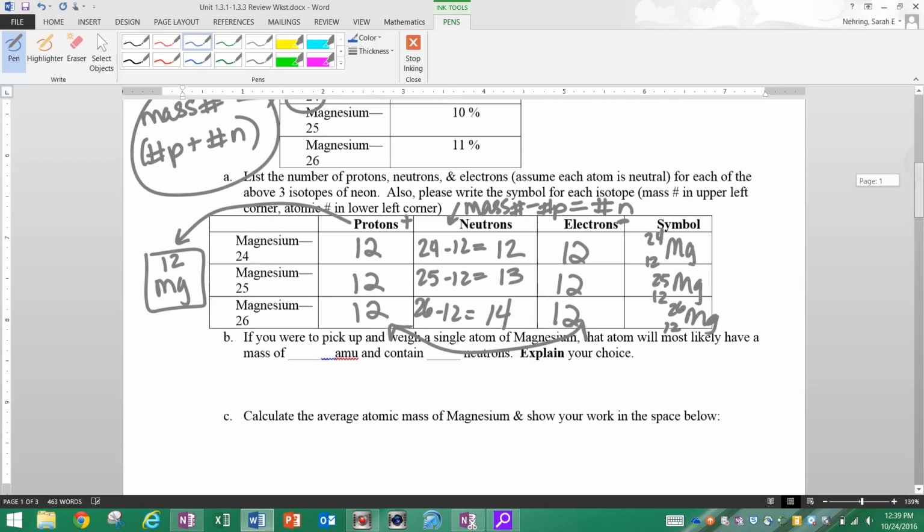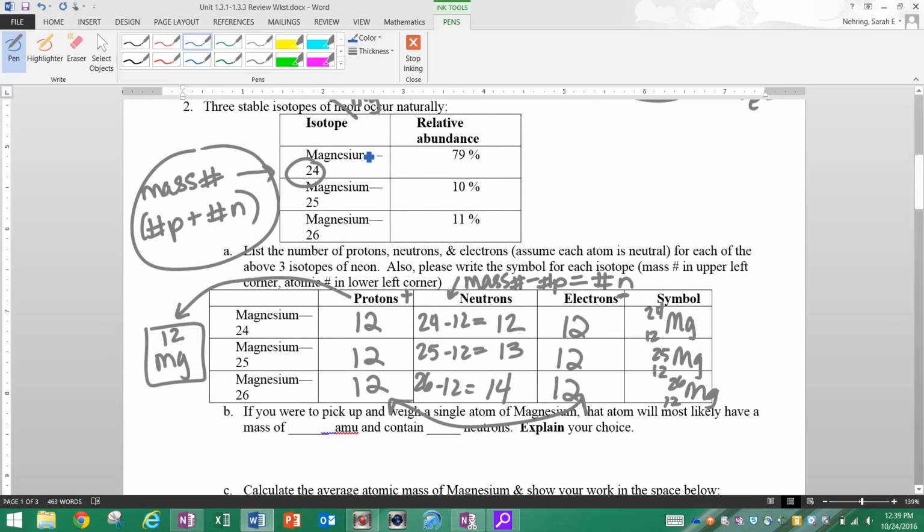Okay, it looks like magnesium-24 has the highest relative abundance. So it will most likely have a mass of 24, and that means it would most likely have 12 neutrons, as we determined right up here. So it is the most common isotope.